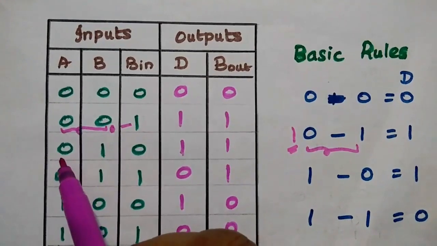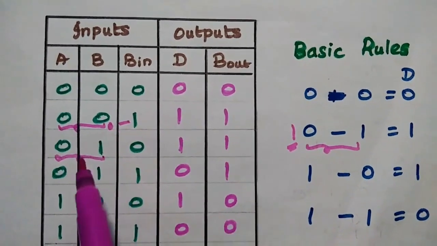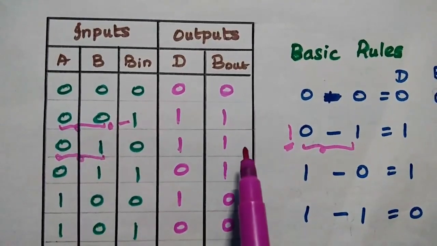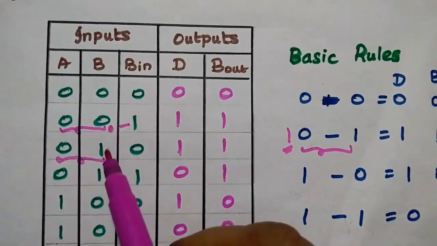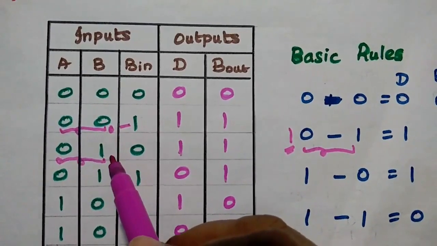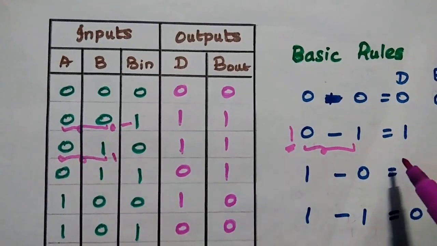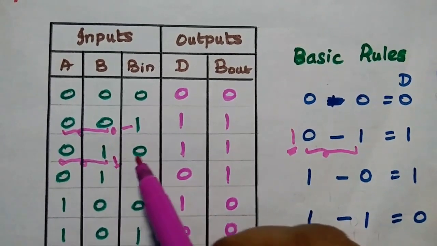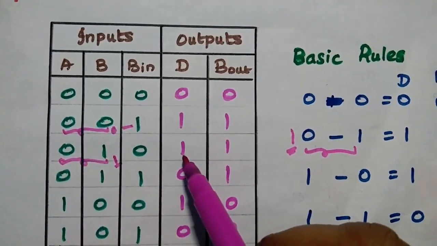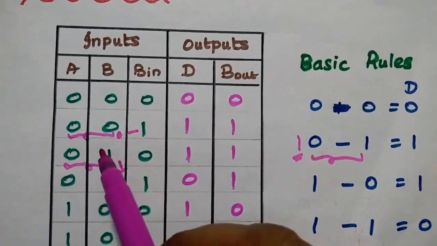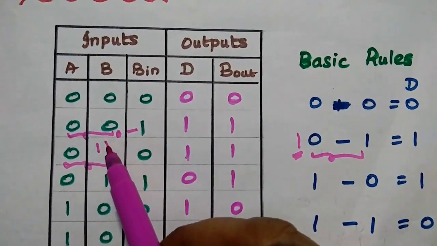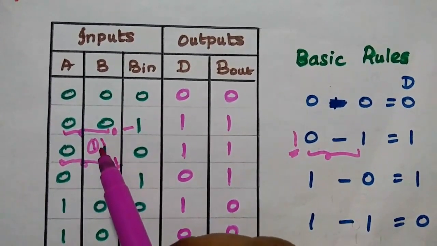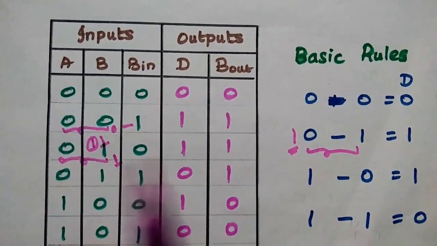The next one, 0 minus 1. Again the second rule, right? So 0 minus 1 means the borrow is 1, and the difference is 1. Borrow is 1 and the answer is 1. Then 1 minus 0 is 1 again. 0 minus 1 means what? Borrow 1 and difference 1. That borrow we can write here and the difference is 1. Then 1 minus 0 is 1.